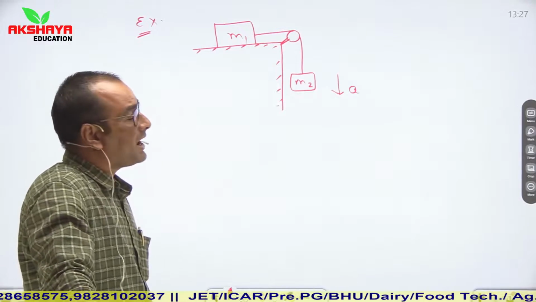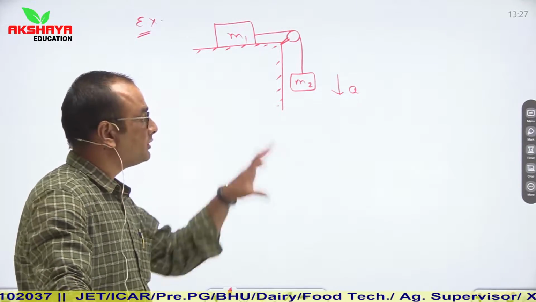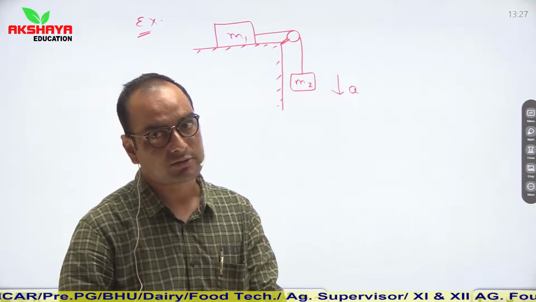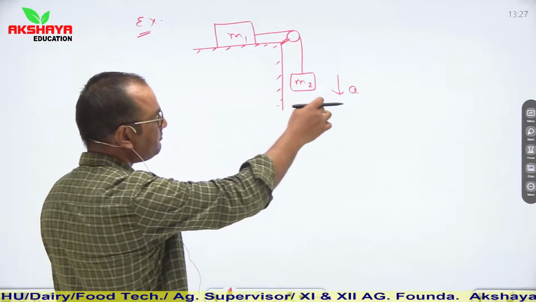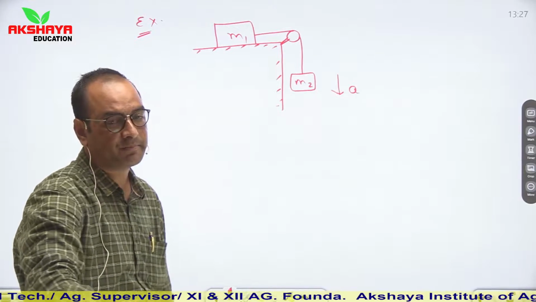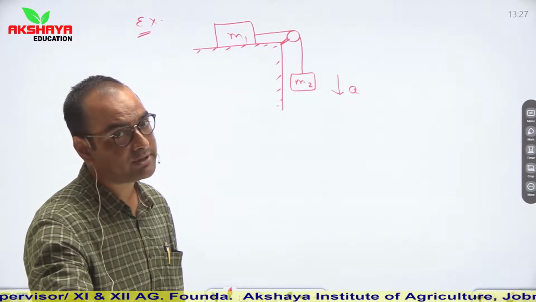So see, we are going to discuss different patterns of questions. Initially I am explaining patterns of questions without friction. Then we will discuss questions with friction. So here there is no friction. This is simply accelerating in downward direction. So we have to calculate tension in the string and acceleration of the system.